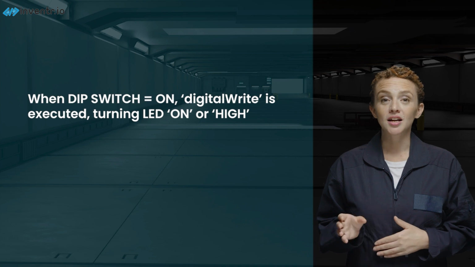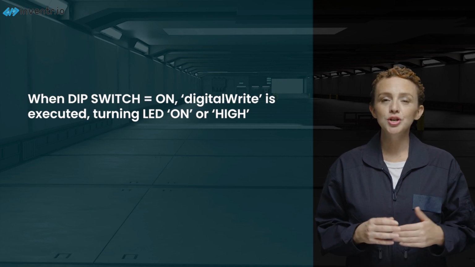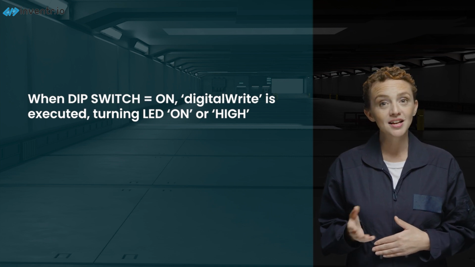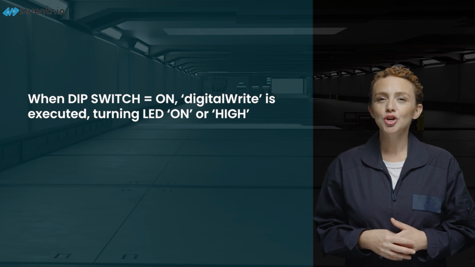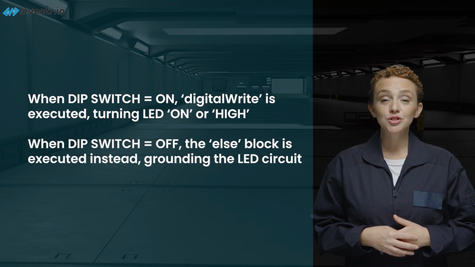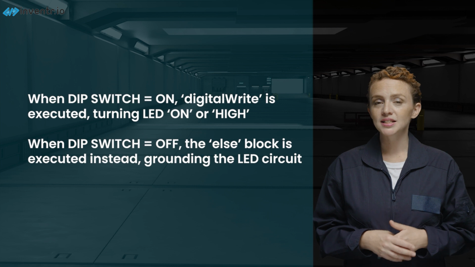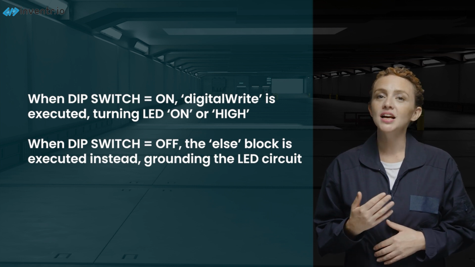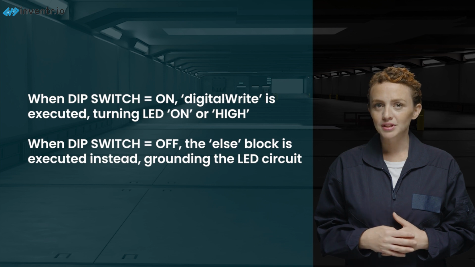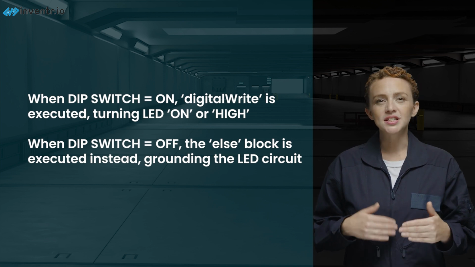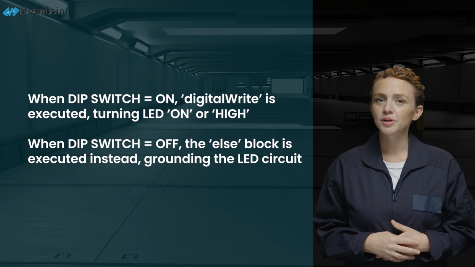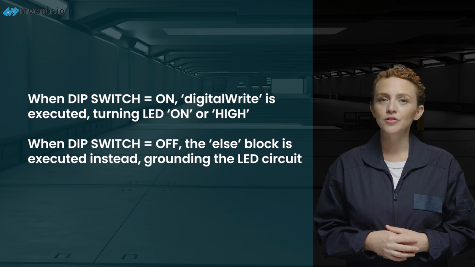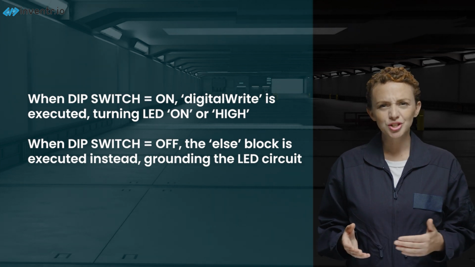When the switch is on, digitalWrite is executed, turning the LED on, or high, as you could say. This sends current to the LED. If the switch is off, the else block is executed instead. Here, digitalWrite is run, which grounds the LED's circuit, turning it off. So, this code is continuously checking the state of your switch and turning the LED on or off accordingly. Quite easy, don't you think?